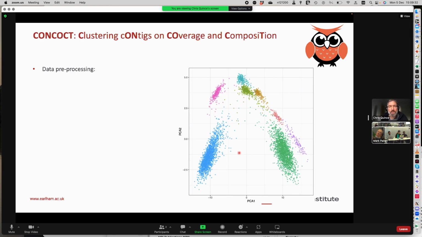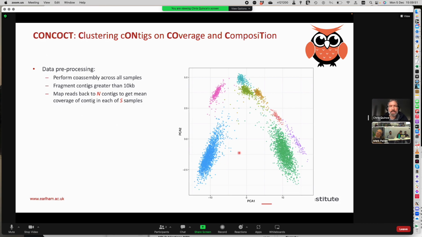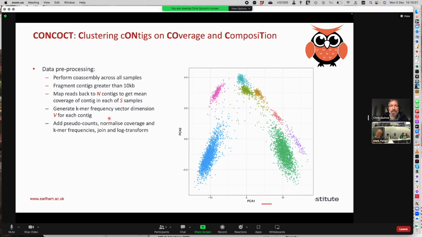This is called Concoct, and I'll talk very briefly about how Concoct works. Essentially, the data pre-processing is as I described. You perform co-assembly across all samples. We fragment contigs that are greater than 10 kilobase pairs into 10 kilobase pair pieces. We map reads back from each sample individually. We get a coverage profile. We've also got a k-mer frequency profile. So you have zeros in those vectors.